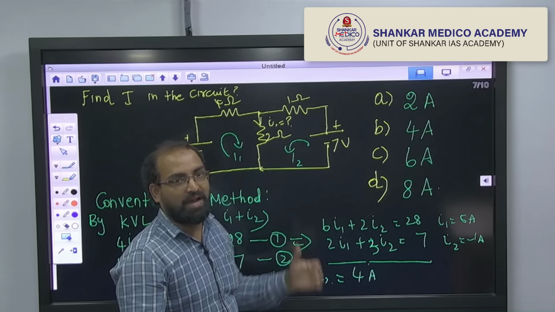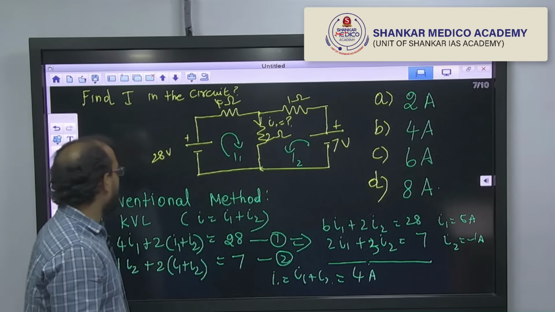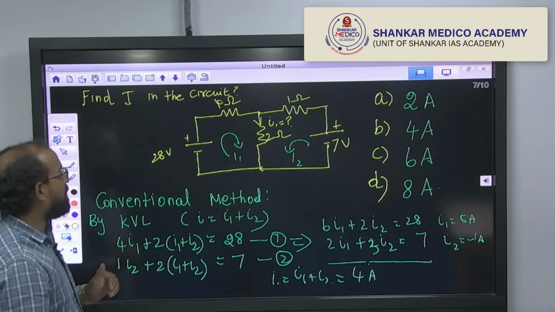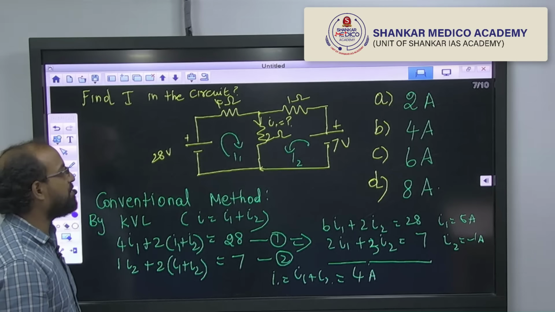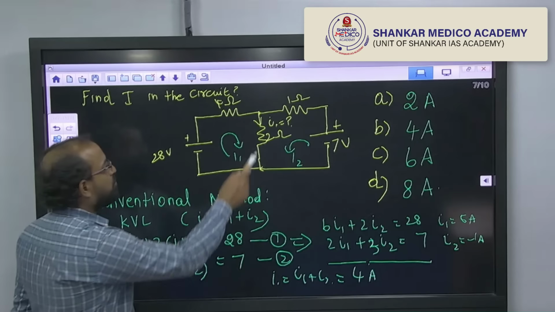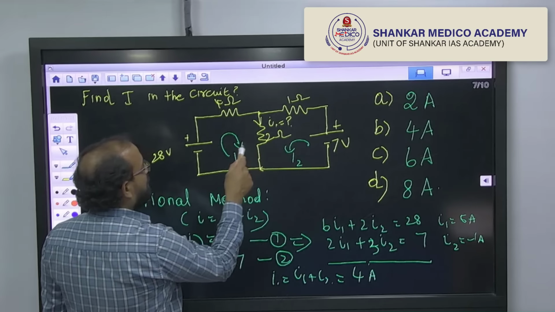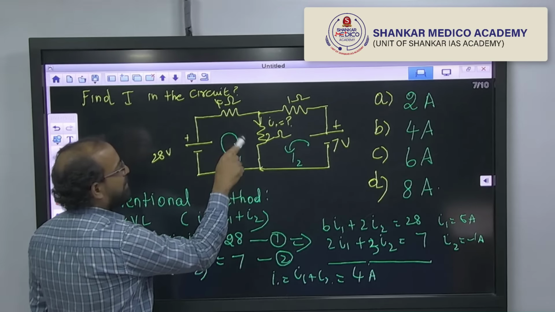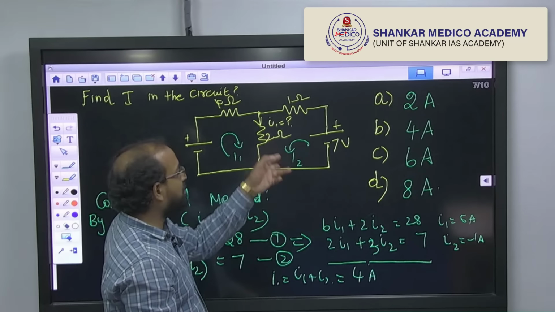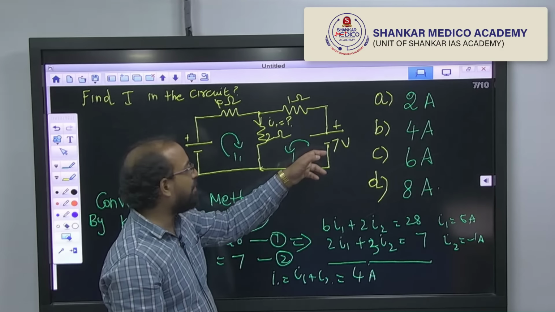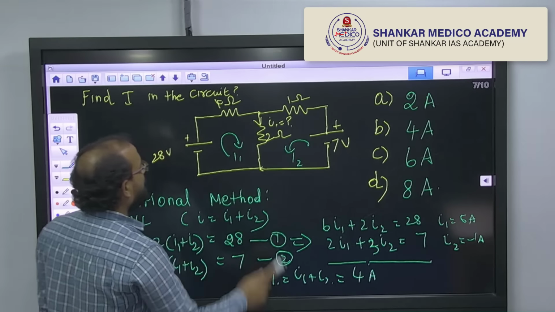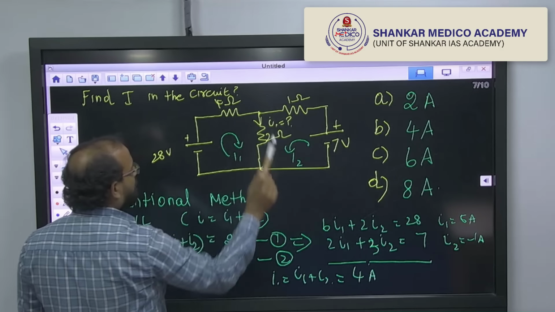Let's see how we conventionally solve this. If the circuit is given like that, in the conventional method we will go for Kirchhoff's voltage law, that is mesh analysis. So we have to choose the loops. There are two loops. In the first loop, I am choosing the current direction I1 like this. In the second loop, I am choosing the current direction I2 flowing from this 7 volt battery like this. When you add I1 and I2, you will get the total current.